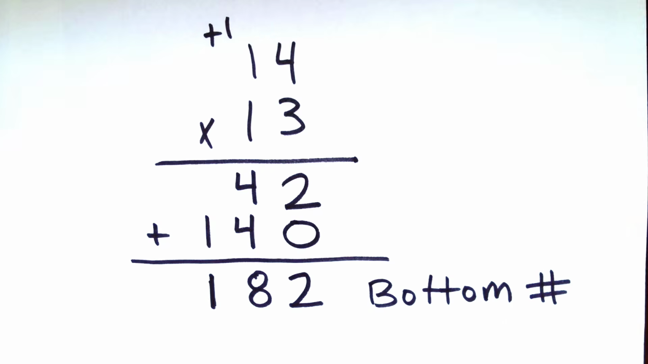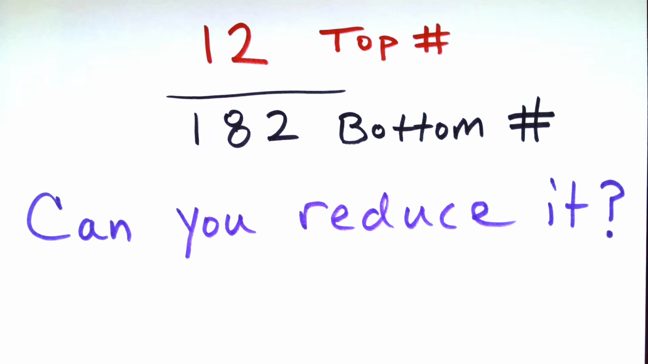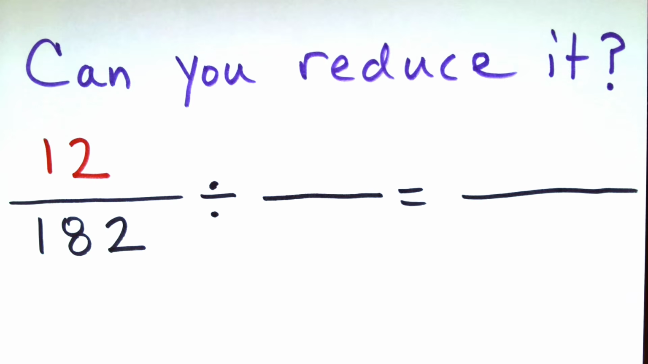Remember, the top number of my fraction was 12. You knew I was going to ask this. If you've been watching my videos, you knew exactly what I was going to ask once we get this fraction value or fraction product, the answer to a multiplication problem. Top number was 12. That's my numerator. The denominator is 182. That's the bottom number, right? Can you reduce this fraction? You must always try to reduce your fraction.